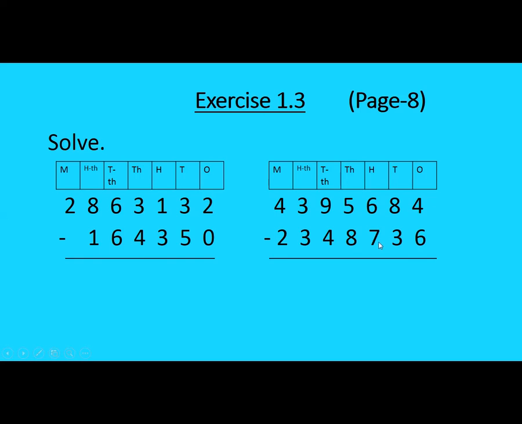2,348,000 and 736. Okay, you can solve these sums in your copy, then I'll show you the answers and you can match your answers with mine. If you are slow in writing, then pause the video and first solve the sums and then check the answers. Okay, my dear students, now I am showing you the answers. You can match it with yours.